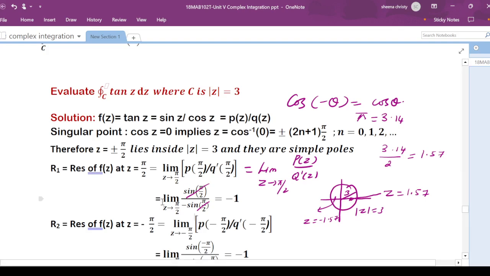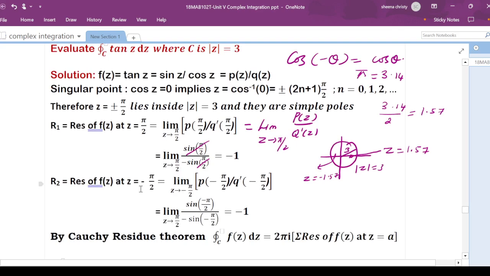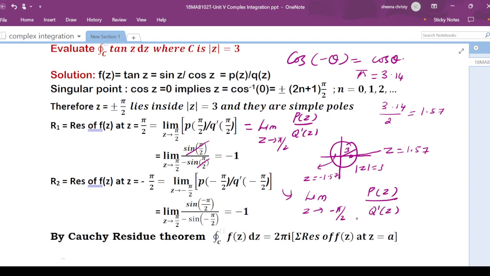Similarly, I have to find the residue of f of z at z equal to minus pi by 2. What is the formula? Same formula: limit z tends to minus pi by 2, p of z divided by q dash of z. So substitute the values. P of z is sin z and q dash of z is minus sin z. So these two get cancelled. You will get the answer as minus 1.